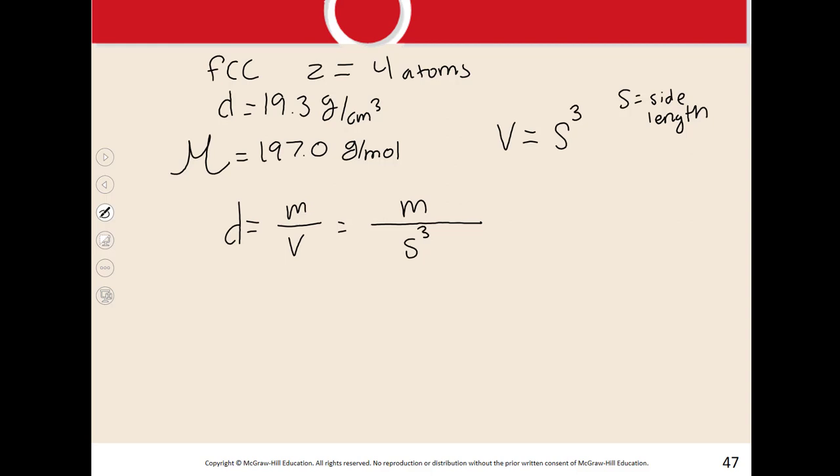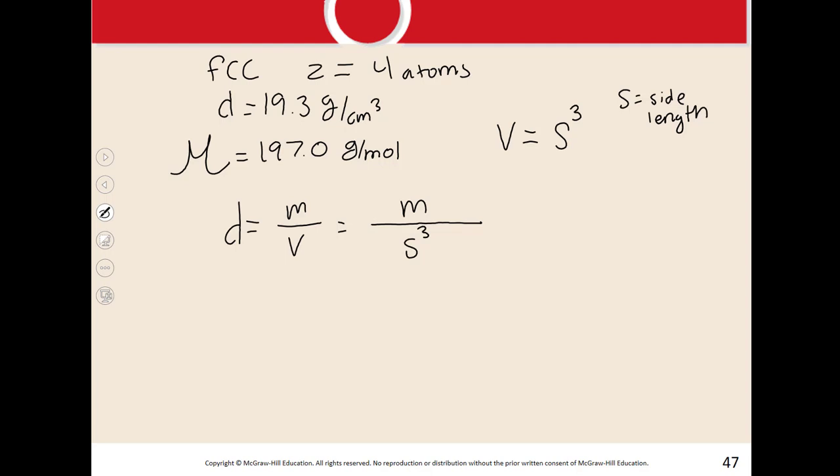M is the mass of that cell. All right, so in that cell, how many atoms do we have? 4. So if we're doing just a simple equation, our number of atoms is equal to Z. Z is our number of atoms. Now, what is going to be the mass of 4 atoms related to its molar mass?